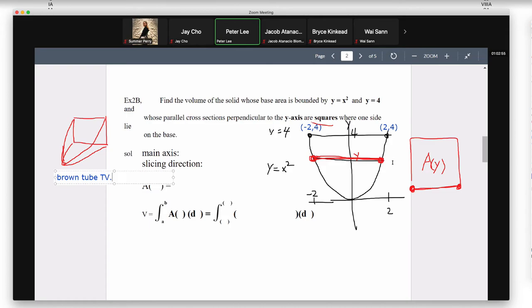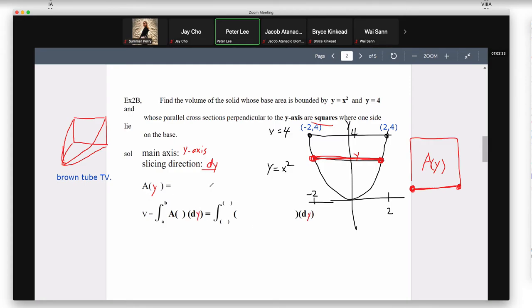So we cross it this way, and the squares are standing up this way, so mark this here. Now let's figure out, what is the main axis here? The main axis is the y-axis. So in this case, what is the slicing direction? The slicing direction is now dy. Very important. Once the slicing direction is dy, everything on the diagram must be in terms of y. All the x's must be in terms of y.